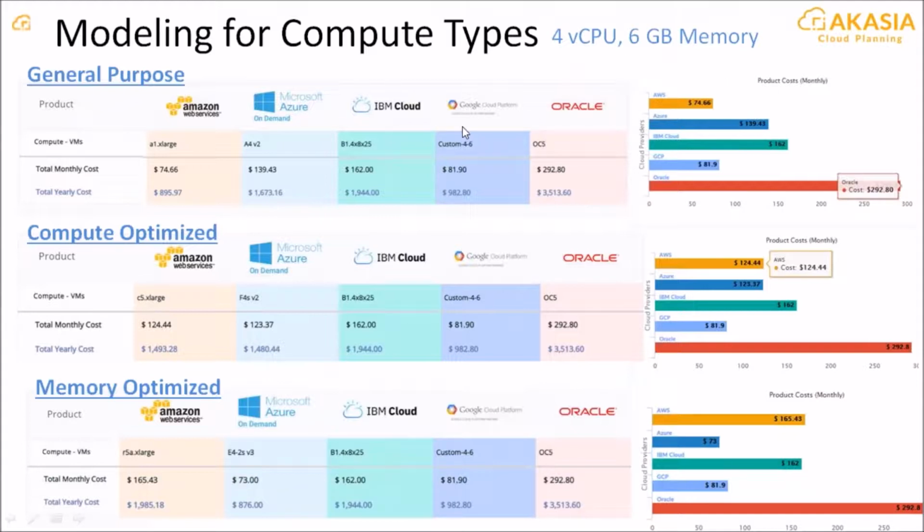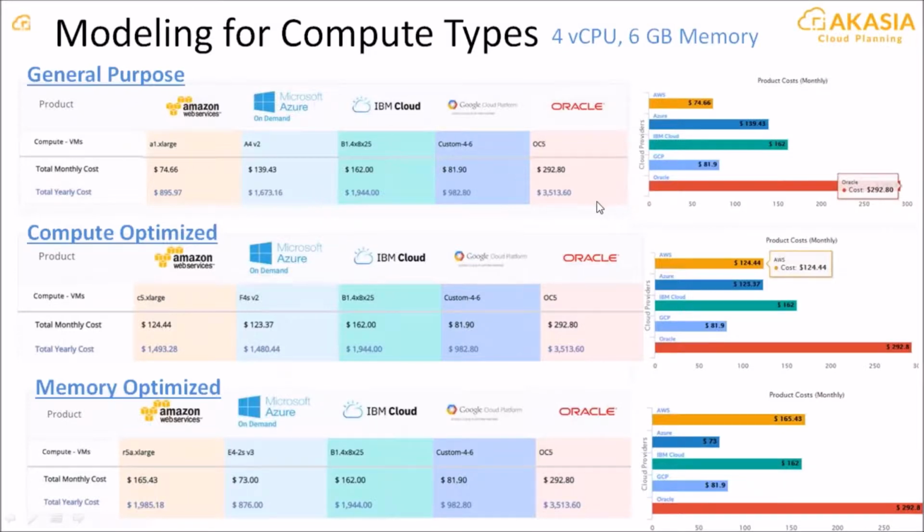So this is to give you a sense for how your costs vary based on the type of compute you pick in the cloud. And you'll be able to model all of these. These are outputs from our tool, so you'll be able to model all of these in the tool itself.